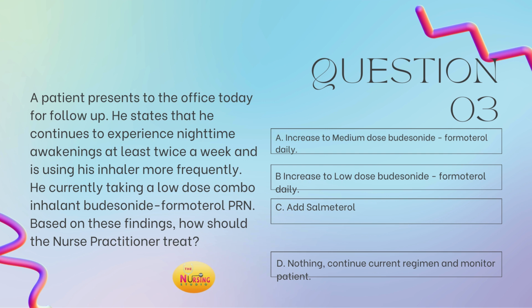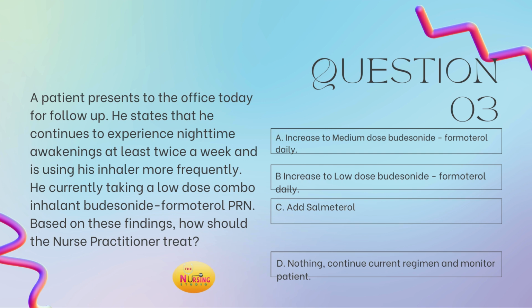So we know that means we need to step up, right? You have to step on up the stepwise approach. So if they're continuing to have this even with therapy, you step up to a higher regimen. So next on the GINA guidelines would be B, to increase to a low dose budesonide and formoterol daily, because they're only on it PRN right now. The next highest thing is to put them on a maintenance regimen where they have it every day.